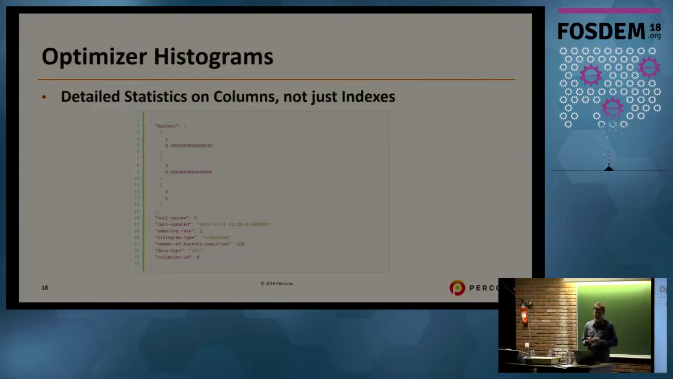Optimizer histograms. That gives us detailed statistics on columns, not just indexes, and it really allows the optimizer to make much better choices in many cases. And what is interesting in this case is that this statistics is stored as JSON, which makes it much more extensible. And I hope that will allow the MySQL optimizer team to roll in more statistics or different formats of those histogram information without needing to redesign it completely from scratch, right, and wait for many years for a new release.